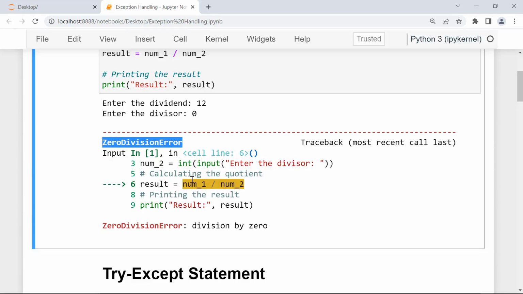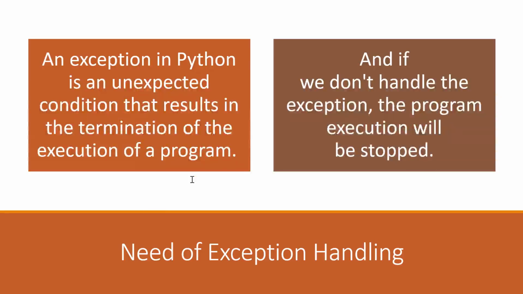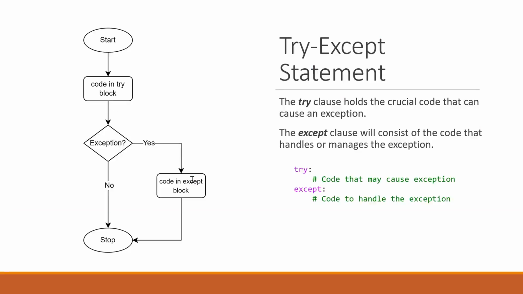Now if we do not address this exception, this error message will appear and the program execution will be terminated. As a result, exception handling is critical in dealing with unexpected exceptions. If we want our program to work properly, we need to handle these exceptions. Now how can we handle these exceptions in Python? For this task, we utilize the try except statement.